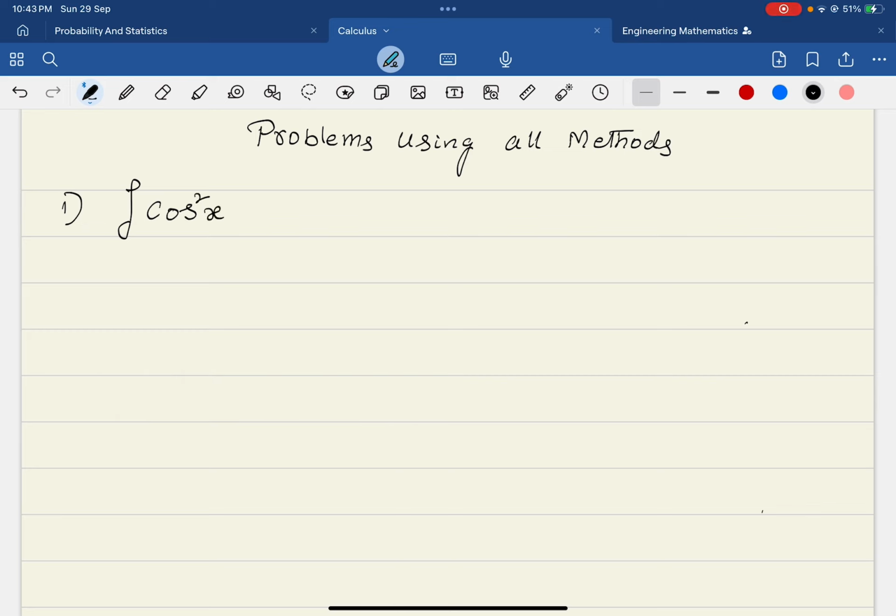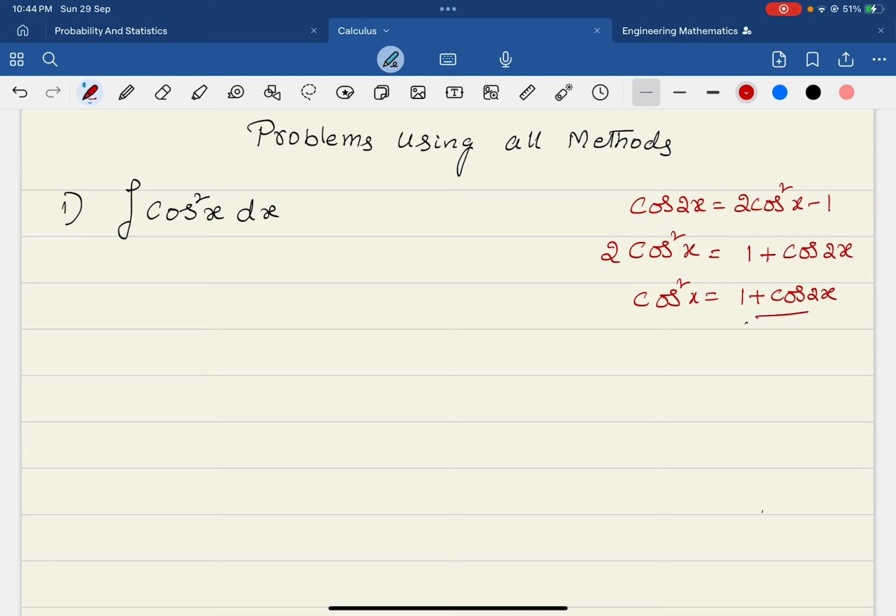Now suppose you have the integral of cos square x dx. How to solve this integral? We know a formula: cos 2x is given by 2 cosine square x minus 1. So this is the formula for cosine 2x. We have to use this formula to understand what 2 cosine square x is. 2 cosine square x is given by 1 plus cosine 2x. So cosine square x must be replaced by 1 plus cosine 2x over 2.